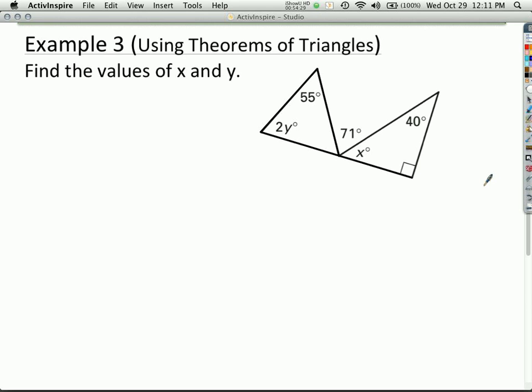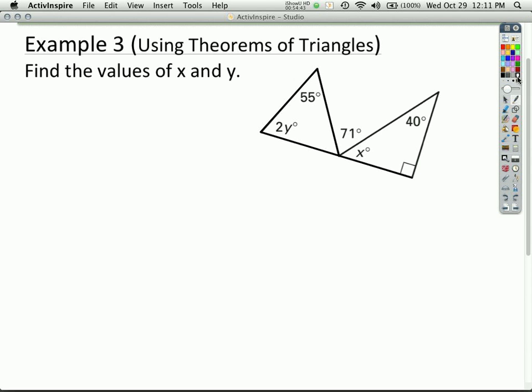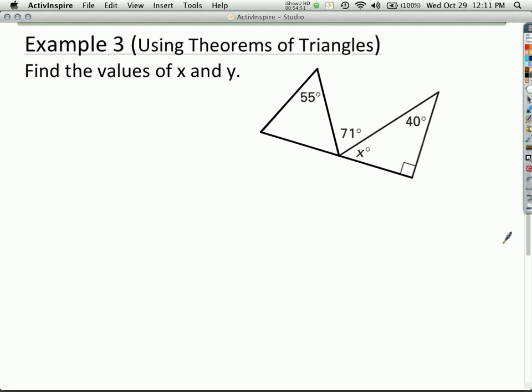So, give me a thumbs up if you can see how to find x. Just focus on x, forget about y. Here, I'll make it easy for you. Let's take out the y for a moment. Let's get rid of this for a moment. How are we going to find x? Give me a thumbs up when you see it.